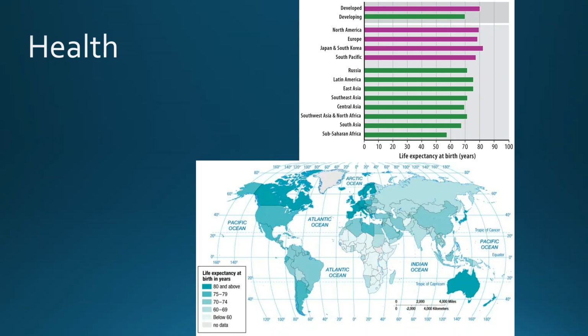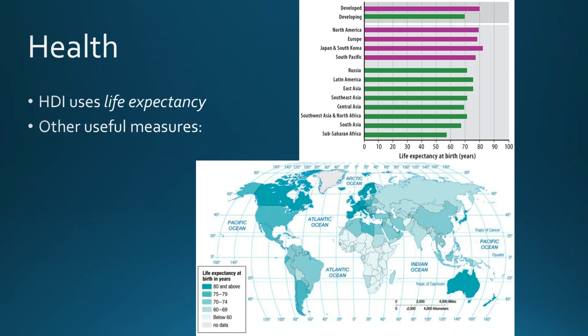Next, we're going to talk about health. So the Human Development Index uses life expectancy as an indicator of health. There are other ways to measure health. You can look at infant mortality rates, or morbidity, which is rates of death and sickness. If you look at the life expectancy map here, you can again see that countries that generally fare better economically also have longer life expectancies. But all of these variables don't hold true across the board.